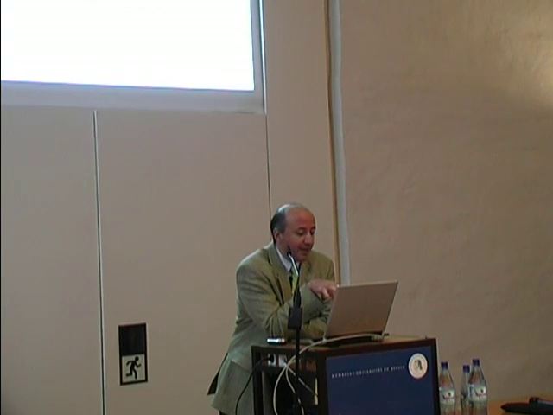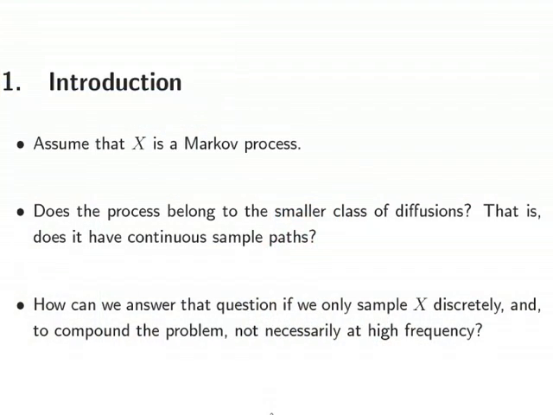What I'm going to talk about here is trying to test whether jumps are actually there or not, given that there is a Brownian motion. So conditionally upon the fact that you have a Brownian motion, the question is, do I need to have jumps in addition to that? So it's related to the previous question, but it's obviously not the same one.